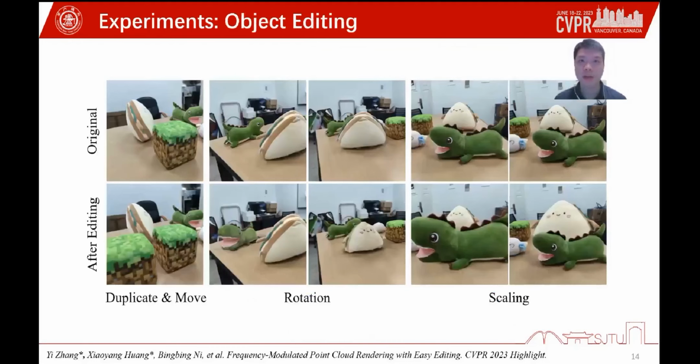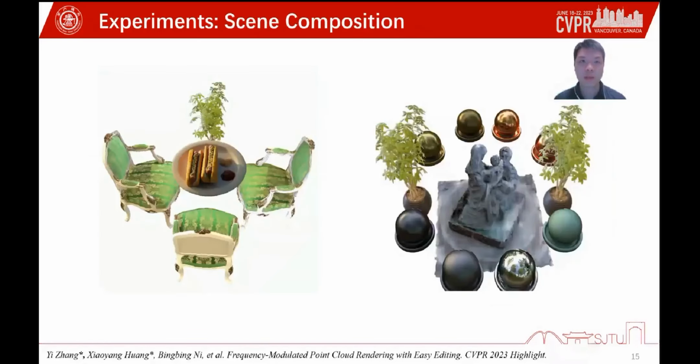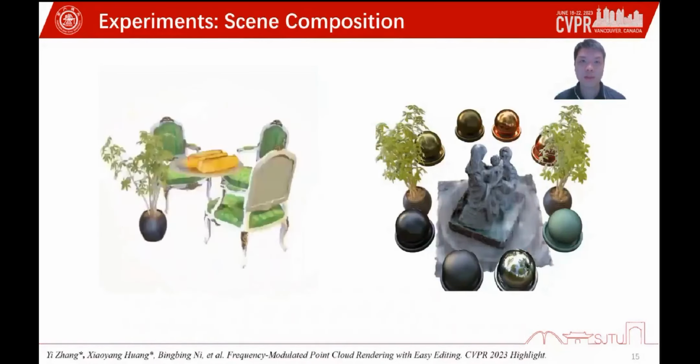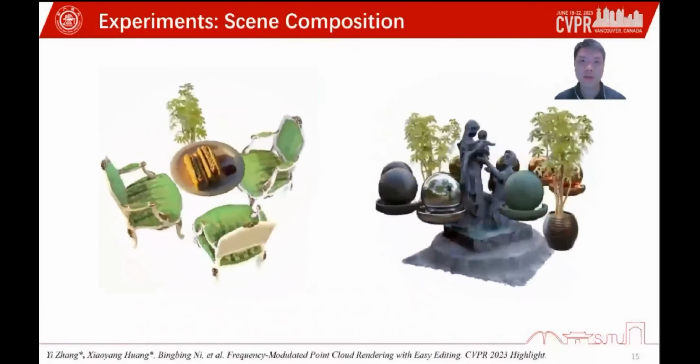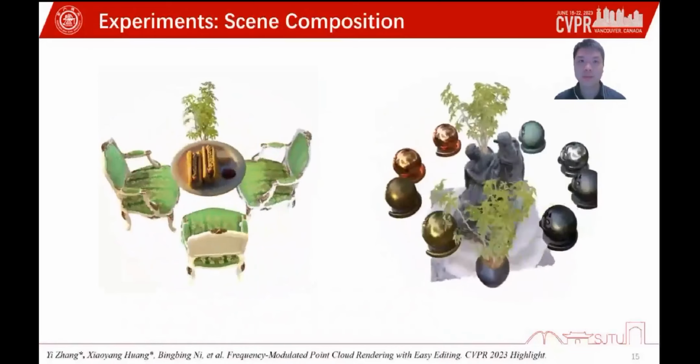These are our editing demos at the object level, in which we duplicate, rotate, and rescale the target object in a 3D scene and render them into images. Our method could achieve realistic rendering results after editing. These are the demos for scene composition. We combine the scenes in NeRF-Synthetic and render the new scenes in surrounding views.